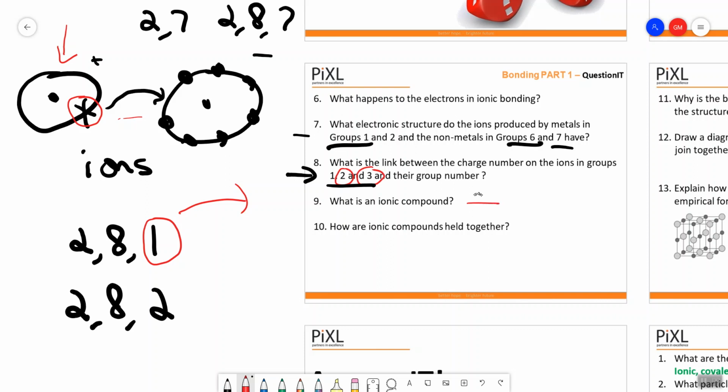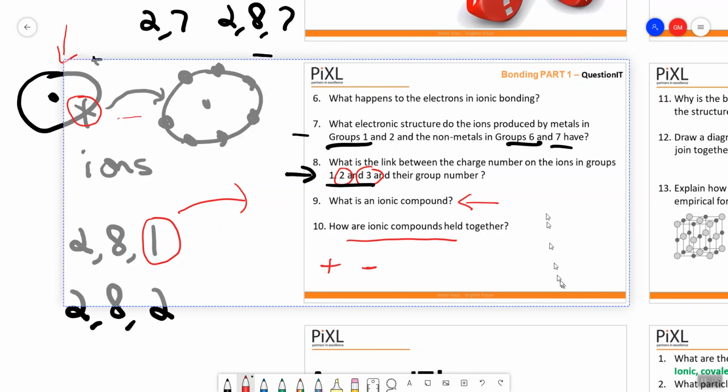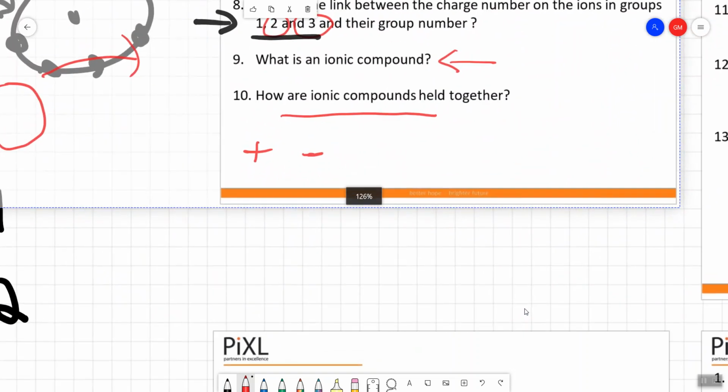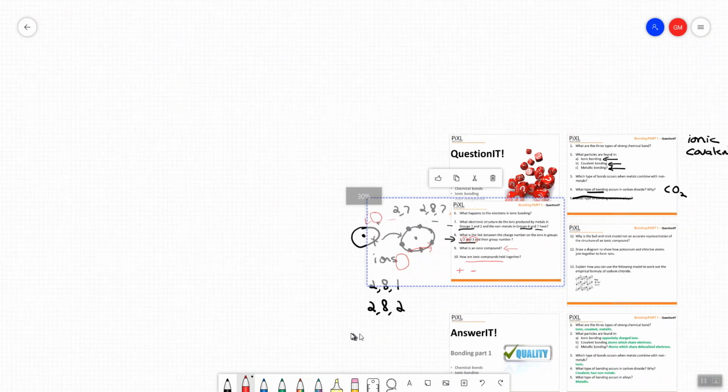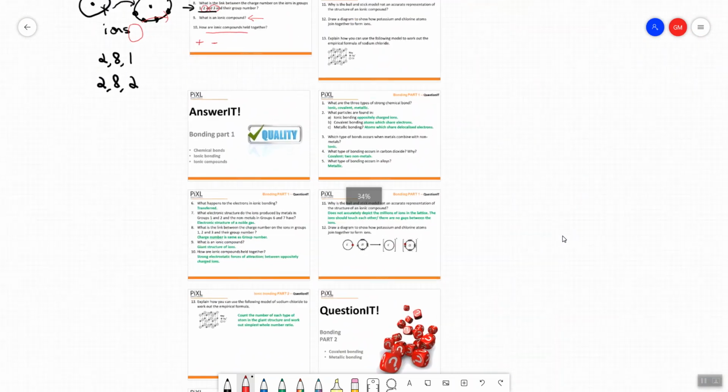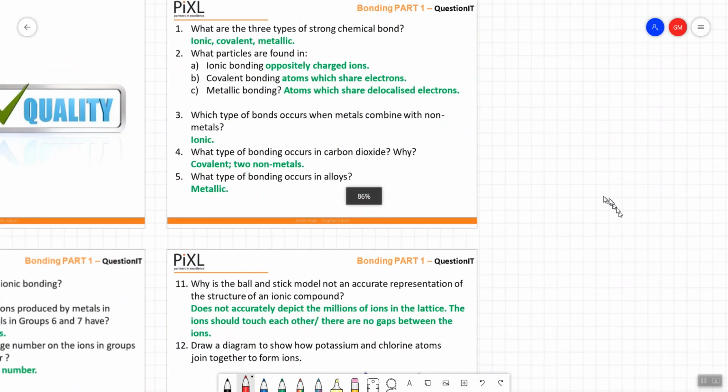Right, an ionic compound would be a compound that's joined by ionic bonding, like sodium chloride for the sake of example. And how are ionic compounds held together? It's because of the electrostatic force between the positive and the negative ions. Okay, let's have a little look just to make sure we've done that right. I'm going to zoom out and we're just going to look through some answers now just to make sure that I haven't told you anything that's wrong.